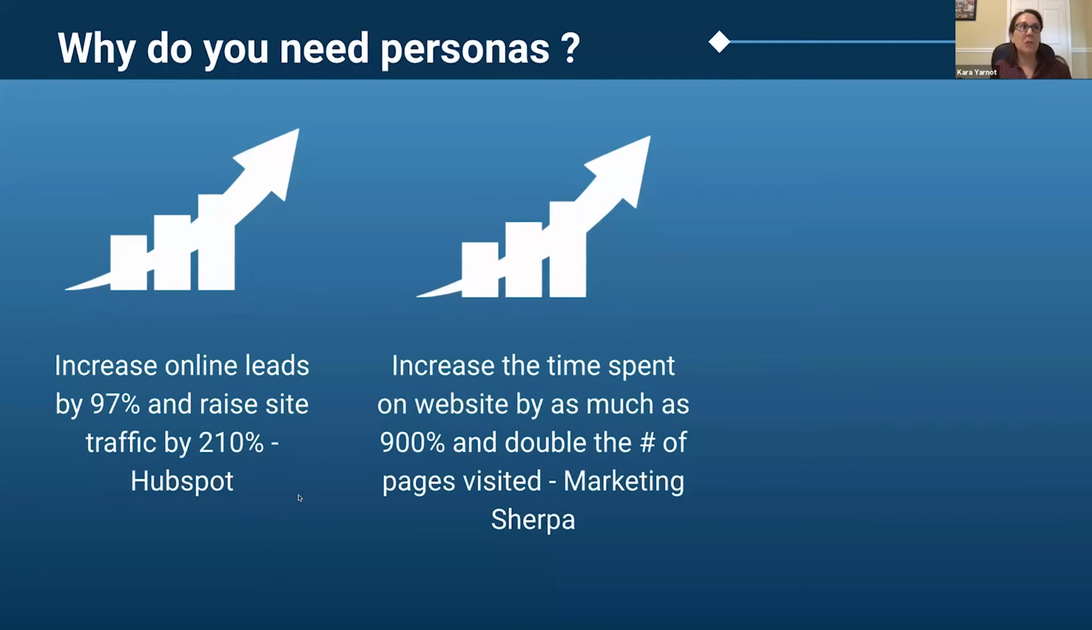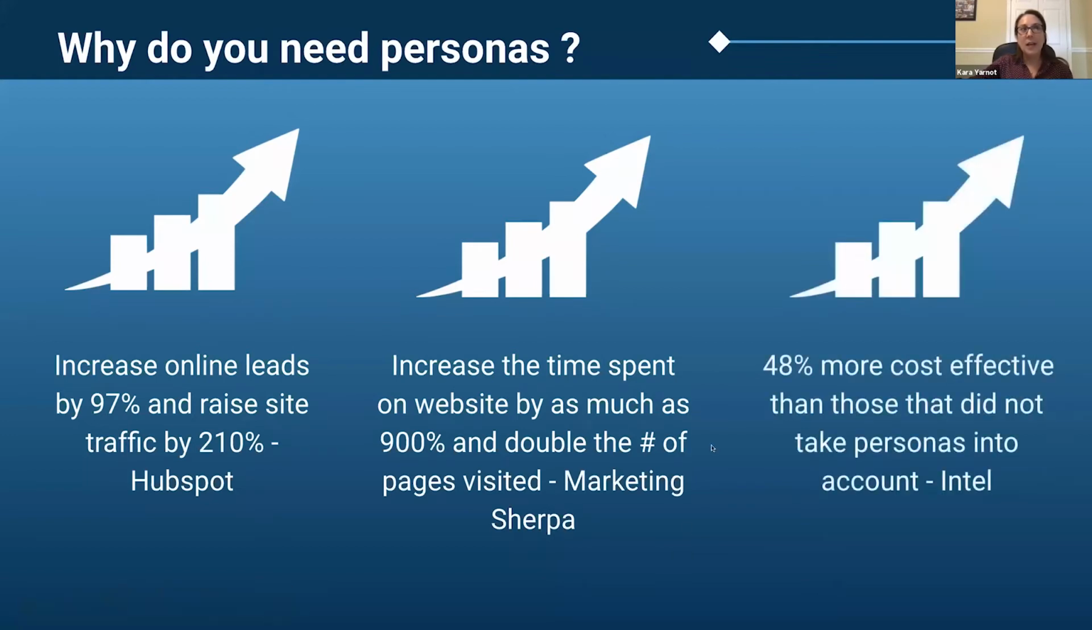The next one, somewhat related, but I find this fascinating. This is from Marketing Sherpa. 900% more time spent on the website. So think about developing a really robust career site, and I know many of you have those already. If you update that with clear persona messages and the things that the people you want to attract are interested in hearing about, they're going to spend a lot more time on your career site, and they're going to double the number of pages that they visit. So you're getting phenomenal engagement, which is one of my favorite ways to measure the effectiveness of personas, is how engaged your audience is. And then cost effective.